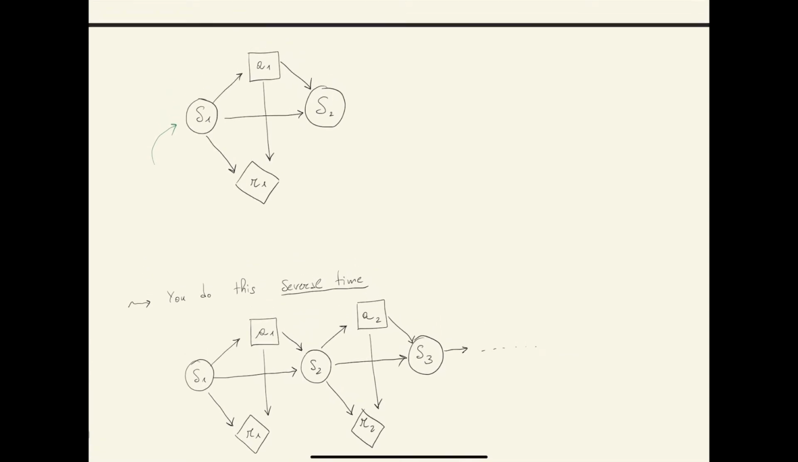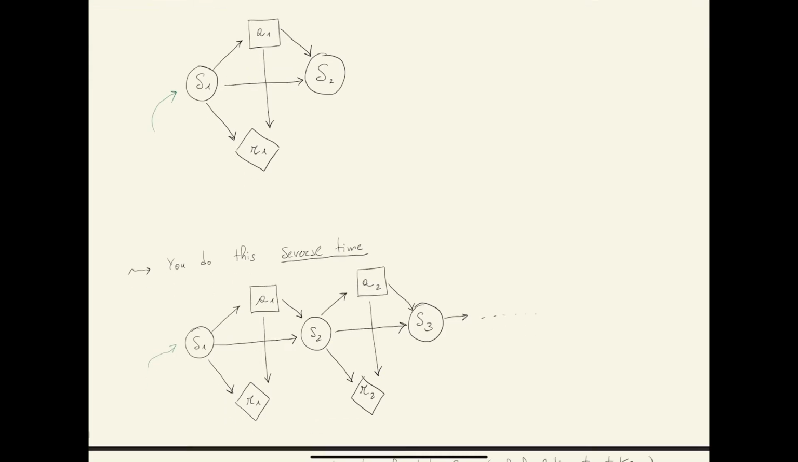So we start from S1, then we take an action, we go to S2, and we get a reward or a punishment. Then from S2 we take another action, A2, we go to S3 and we get a reward or a punishment, and so on and so forth.